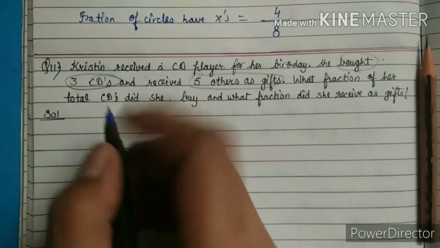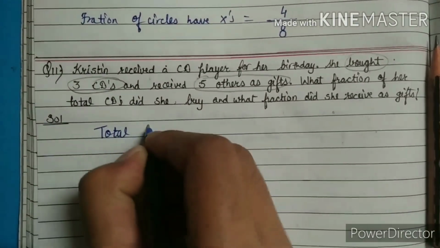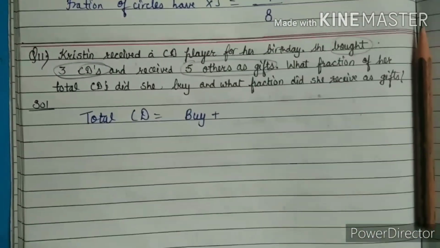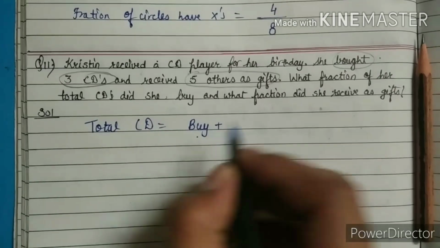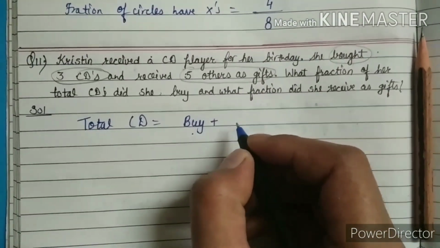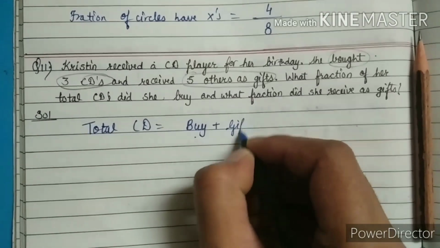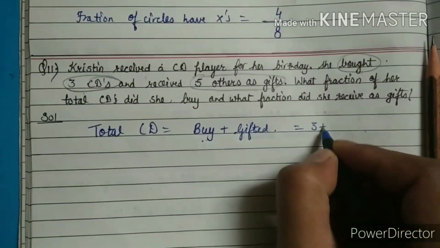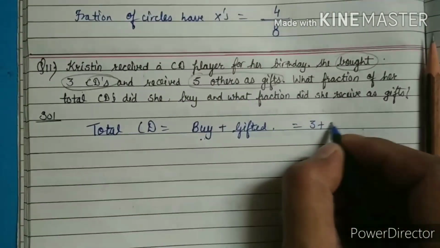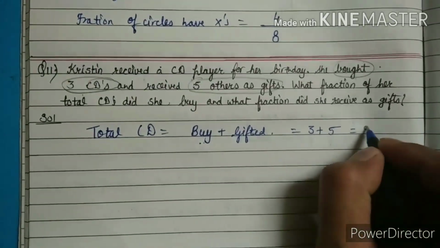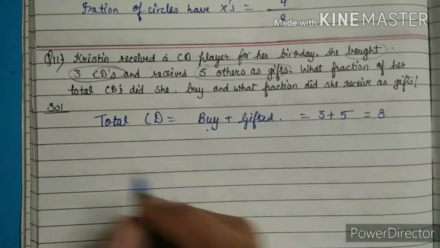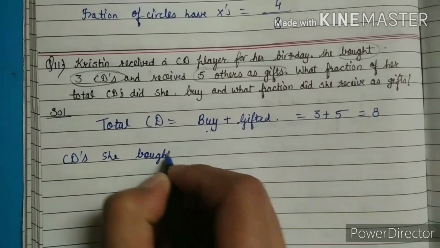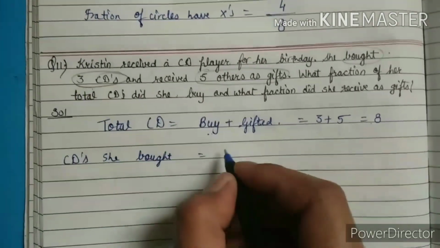So how many total CDs? Firstly we will see total CDs. Some CDs she bought, so firstly it is a buy, and some CDs she gets as a gift. So gifted. How many did she buy? She bought 3 and how many did she get as a gift? 5. So total how many? It will become 8. Now CDs she bought. How many CDs did she buy? Total 3 CDs she bought.